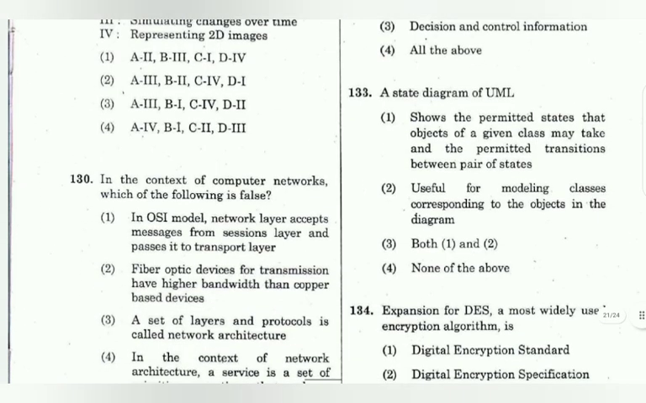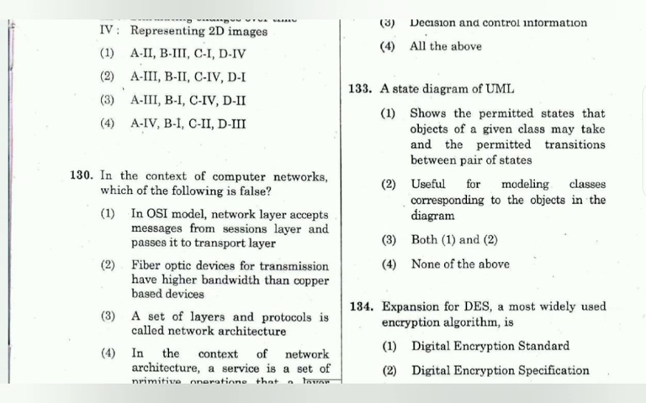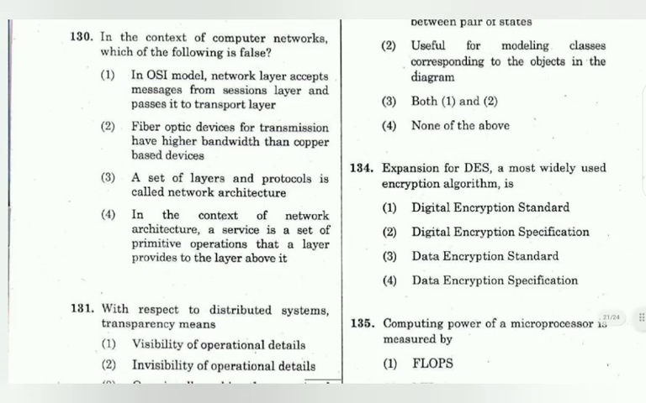A state diagram of UML is. A state diagram in UML represents different states of an object and the transitions between them. It shows the permitted states and transitions, useful for modeling classes corresponding to objects. So option 3, that is both 1 and 2, is the correct answer.